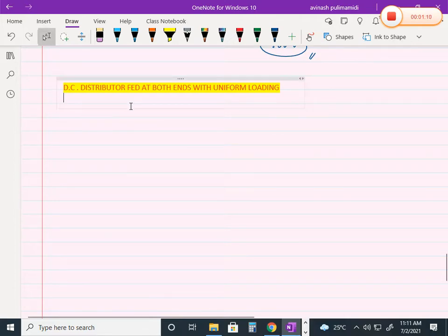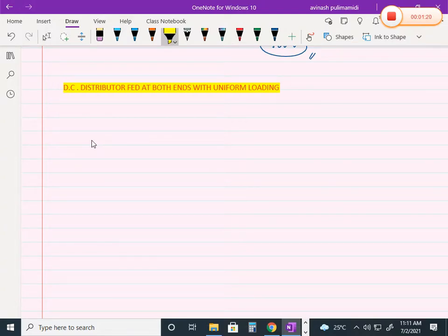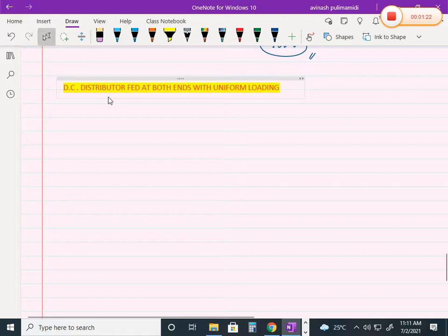Now we will see what happens if it is the same voltage. So let us take this point.